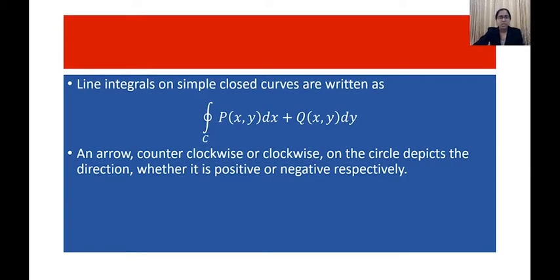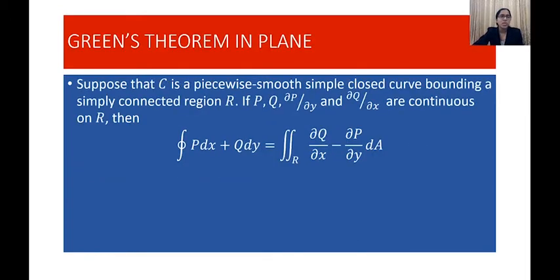Now keeping all these things in mind, we shall move on to Green's theorem in a plane. Let's see what the theorem states. Suppose that C is a piecewise smooth simple closed curve bounding a simply connected region R. The one that you have seen in the first slide depicts the same thing, so the terminologies don't get confused. We are given a region which is bounded by a simple closed curve, and it is a connected region.